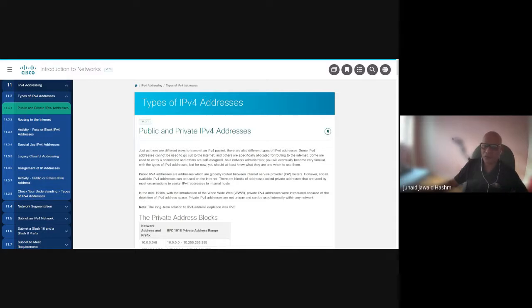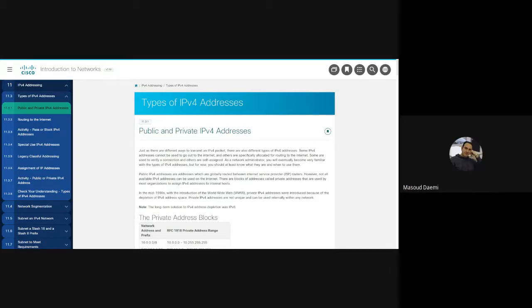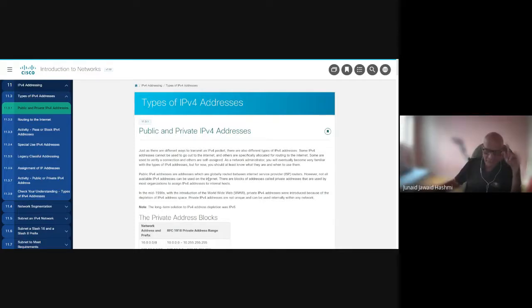Why can't you use a private IP address in a public network? Why is there a division? Because many local area networks use the private IP address. Okay. Anyway, the main difference, as Masood is right, is that a private IP address is used mostly in a local area network.